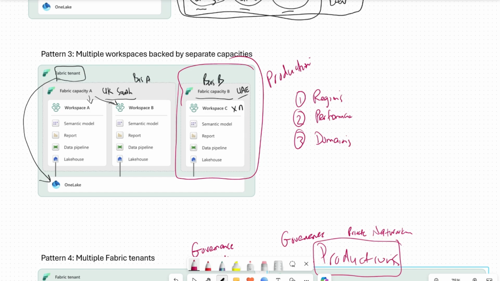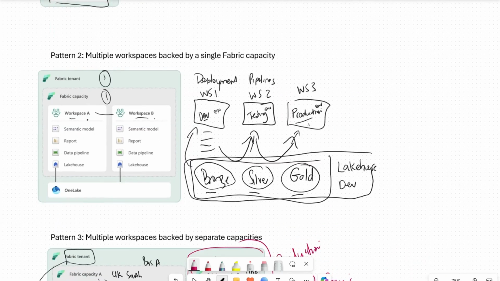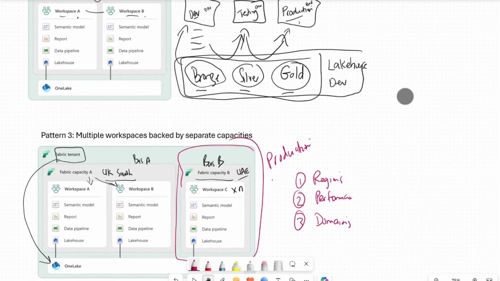I'd say pattern number 3 is probably very common. I've seen it quite a lot in our deployments. So you're going to have your different capacities for your different things, and there's different reasons why you might want it. Pattern 2 is also quite common, where you've got one capacity which is serving all your workspaces. This might be where you're a bit more budget constrained, whereas with pattern number 3, you might be less budget constrained, or might have a bigger budget for this.